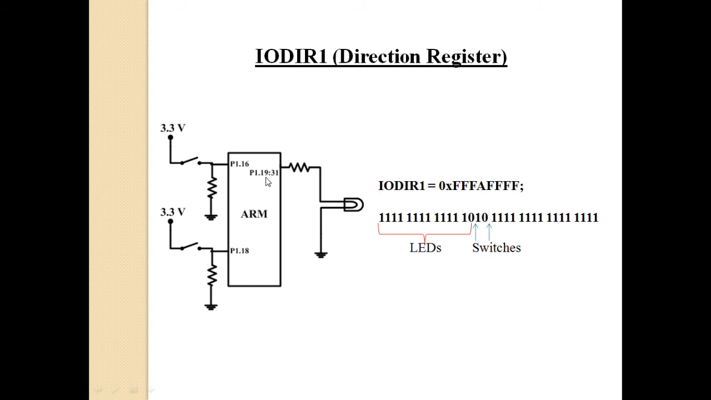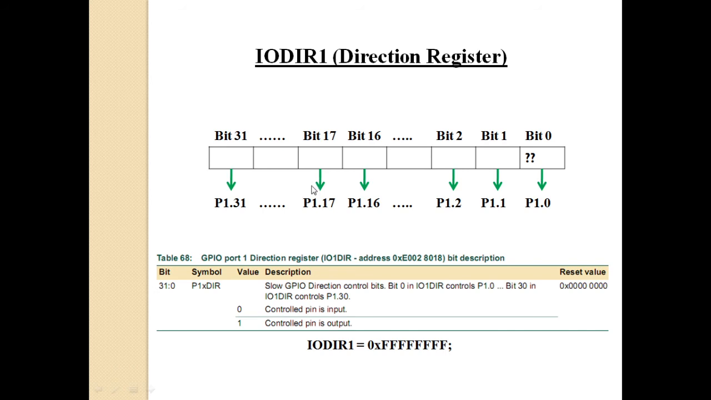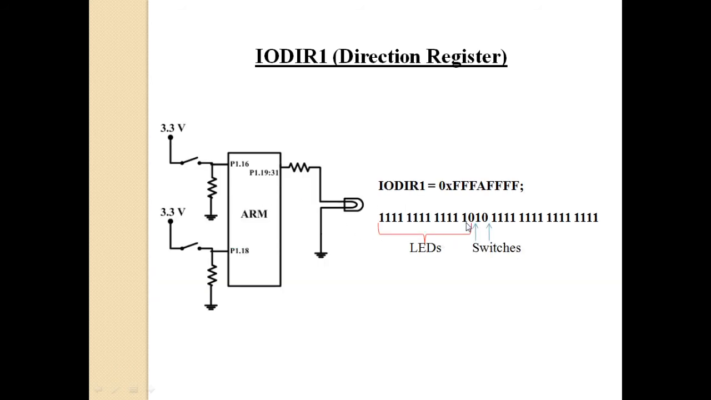And for pins 19 to 31 you are connecting LEDs. So these are bits from 19 to 31. Each pin has a 1-to-1 mapping, as I have told here. So in this case, P1.19 to 31, that is bits 19 to 31 of the IO direction register, should be configured with ones. So these pins you will be configuring as output, and these two pins you will be configuring as input. All the others are don't cares, right?